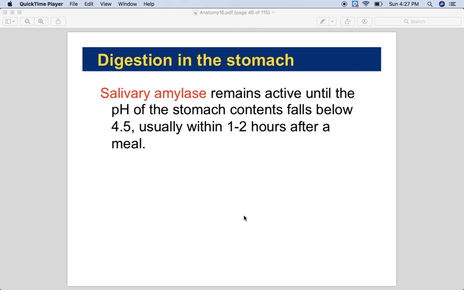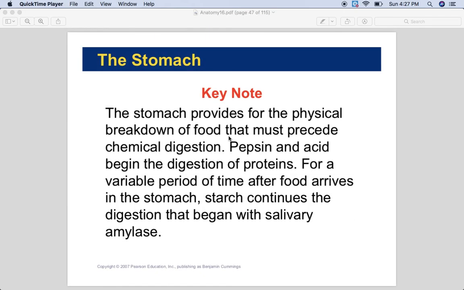Now, I told you that saliva starts breaking down carbohydrates in your mouth. Well, how long does that stay active then? So you've swallowed your food, it gets down into the stomach. As soon as your stomach contents fall below a pH of about 4.5, that salivary amylase is going to stop working. And that's anywhere from 1 to 2 hours after a meal. And that depends on a lot of things like how much you've eaten and that sort of thing.